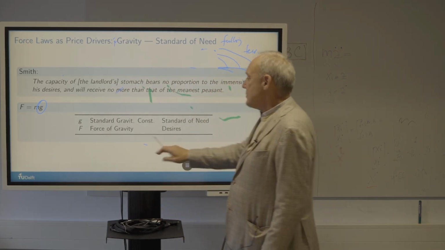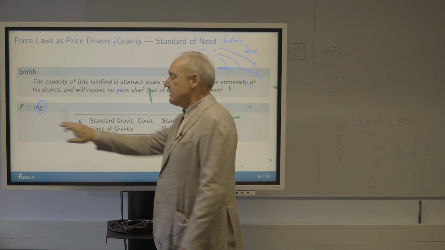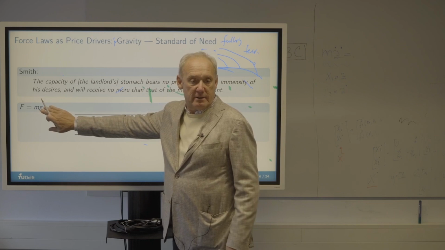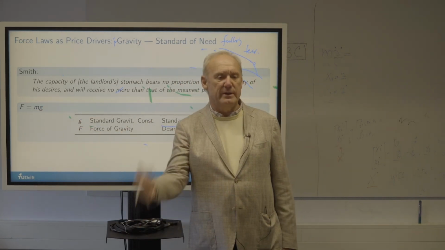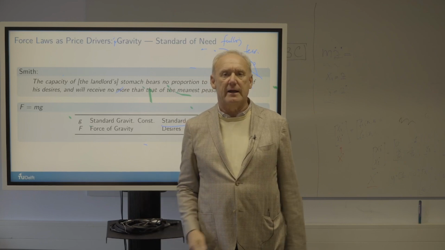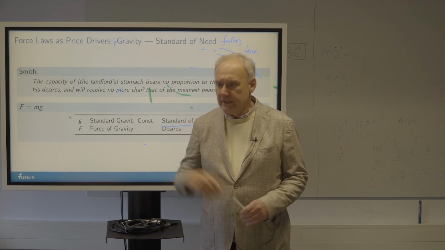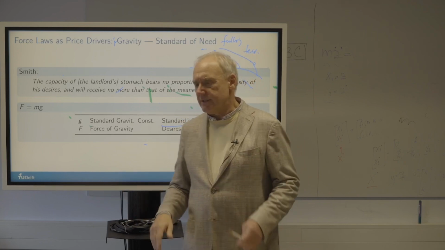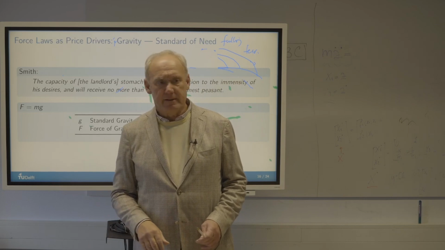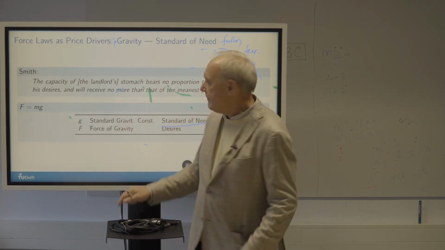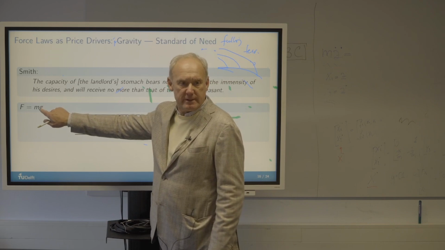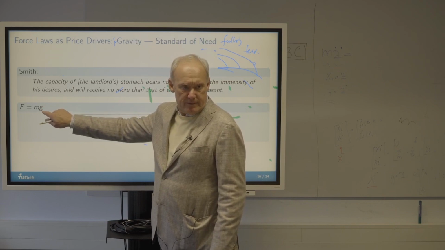This is also called the standard gravitational constant, this acceleration. So I'll just call it the standard of need. This is just the needs that we all have in our everyday lives. We need this, we need that. Everybody has the same. We all share that. That's how all objects share the same gravitational acceleration. You guys are cool with that?